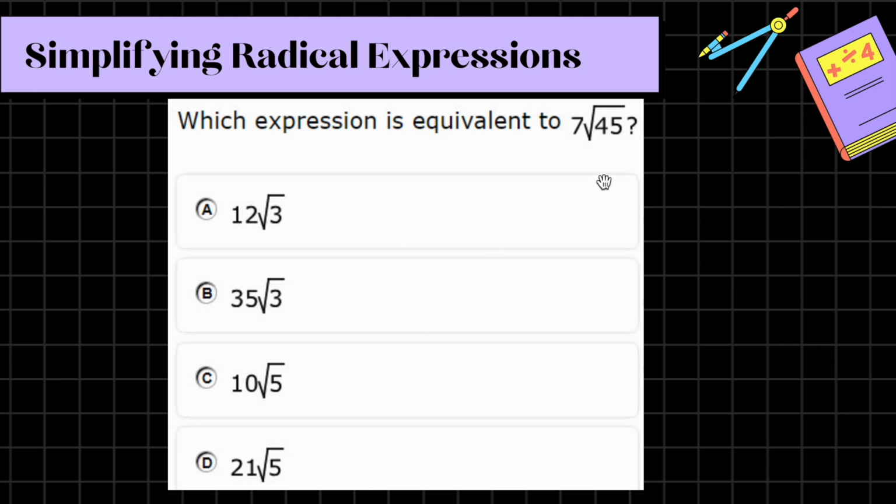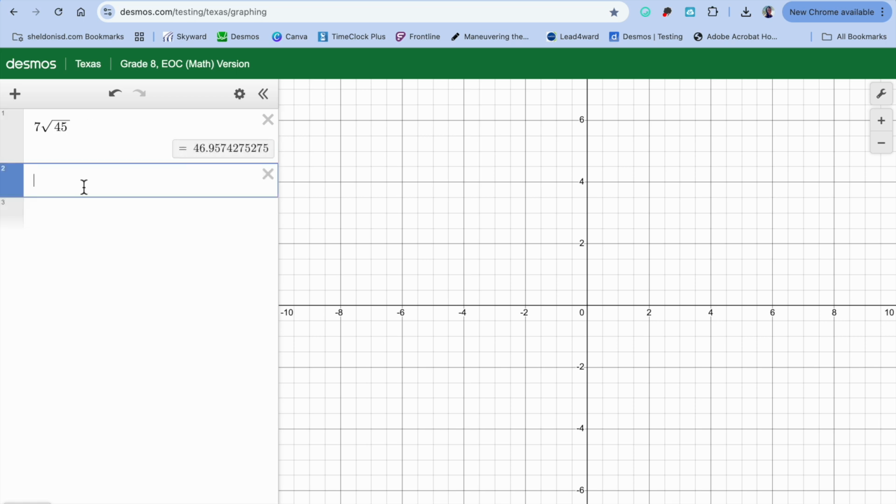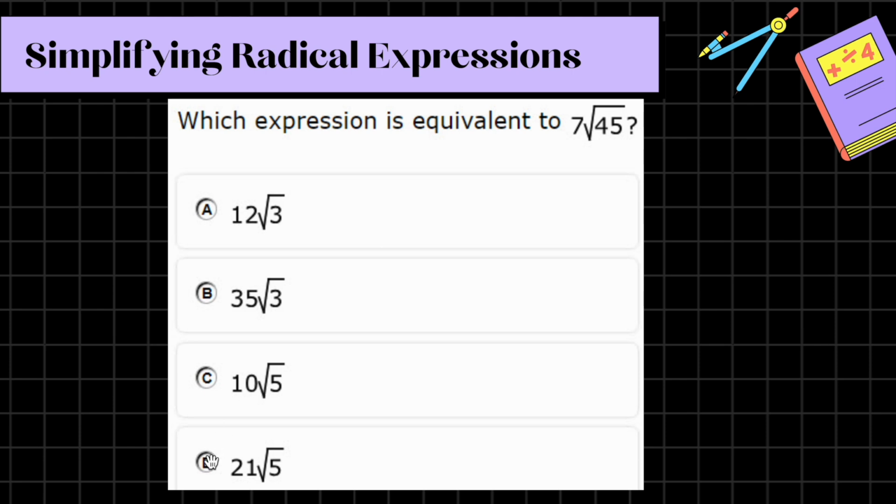So we're going to go to Desmos and type in the expression that's given to us, and then we're going to type in all of the answer choices. Once I typed in 7 times the square root of 45, it gives me a decimal value. I'm going to match that decimal value to each of my answer choices, and whichever one matches perfectly will be my answer. If I look at all these answer choices, the only one that matches is 21 times the square root of 5. If I go back to my answer choices, my answer is B.